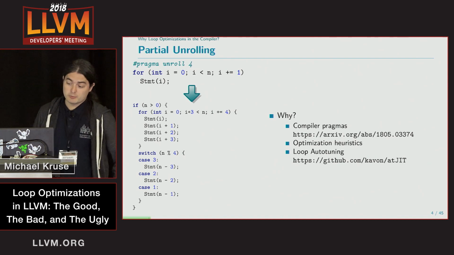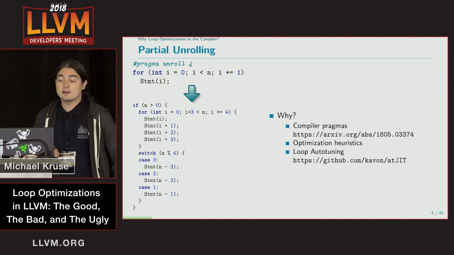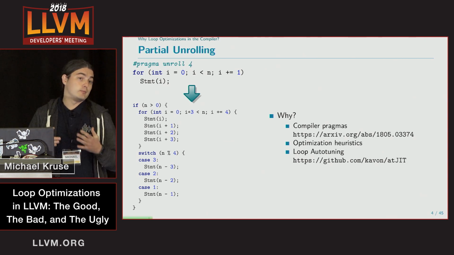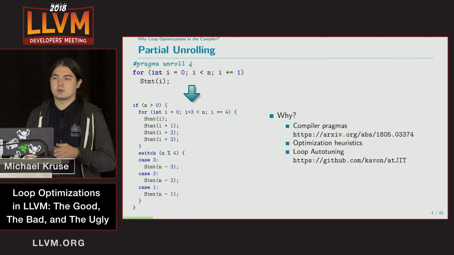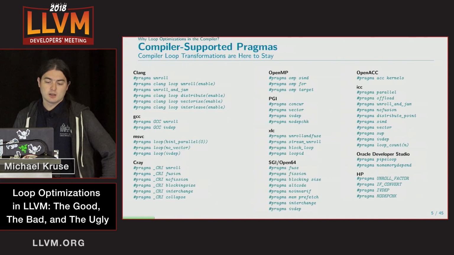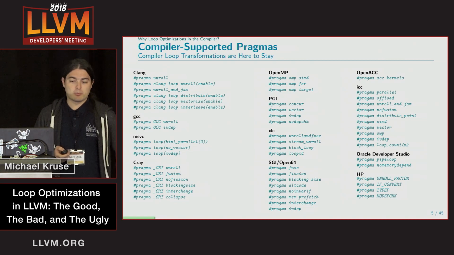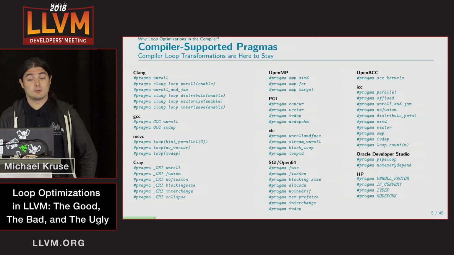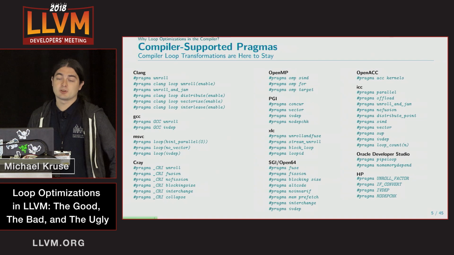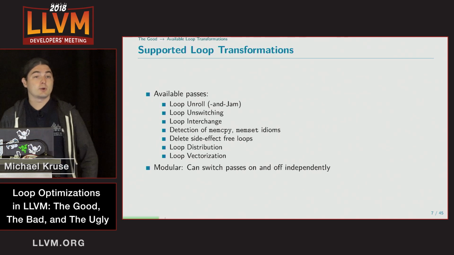Another motivation is that you want to do loop auto-tuning and tell the compiler to try out another loop. There's the project ATJIT, which had a lightning talk yesterday, that tries out loop optimizations to find the best one while the program is running, using a JIT compiler. So loop optimizations are already all around. About every single optimizing compiler supports some kind of loop transformation, and most of them export them as some kind of parameter.